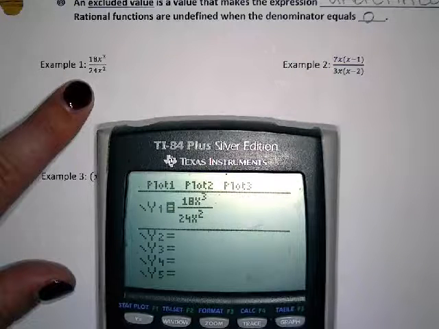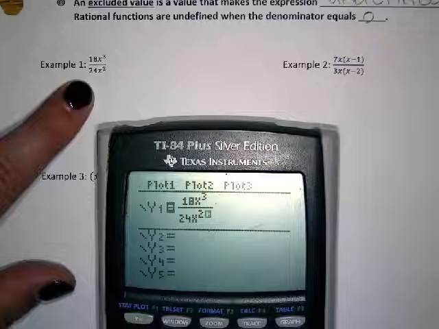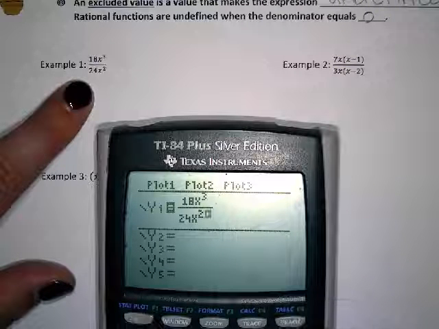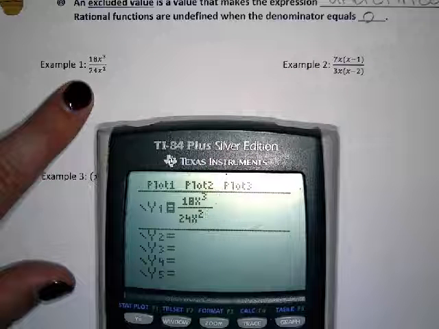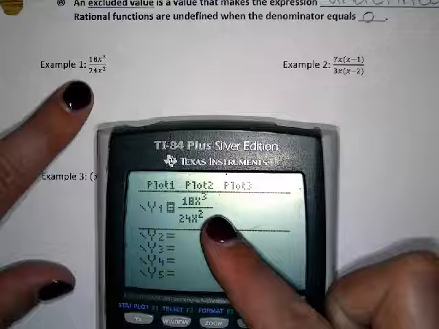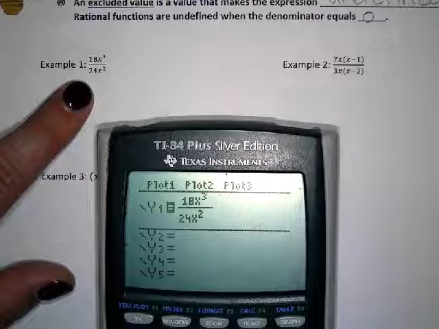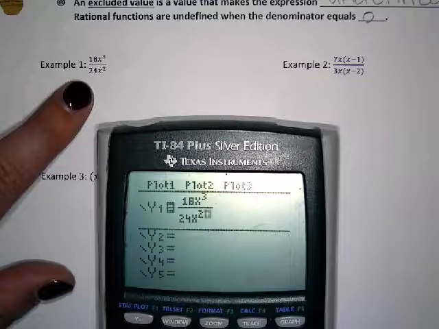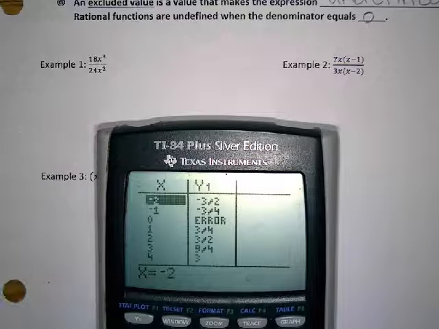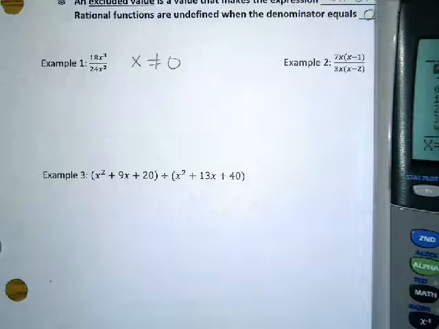Wait, how did you do the division? Alpha, y equals, first one. Everyone got this typed in? Okay. Now, we don't even care what this looks like. We're going to hit second graph, and the excluded value is the x value where you get an error message. So 0 is excluded. X cannot equal 0. This is the excluded value.